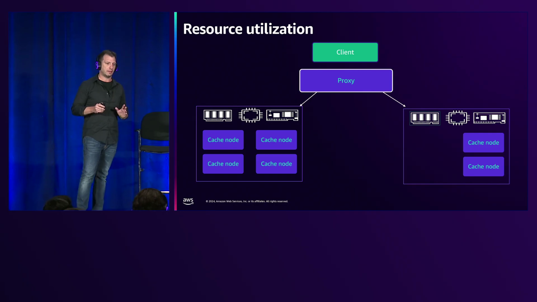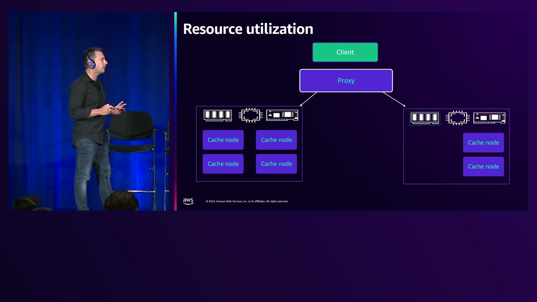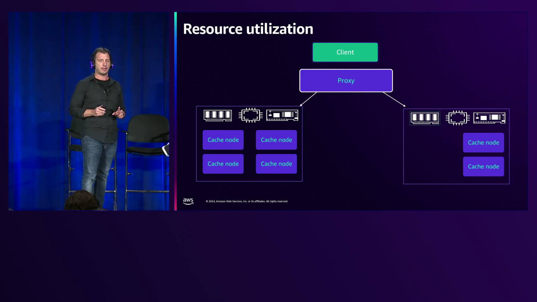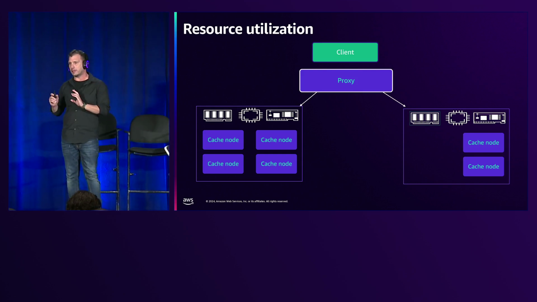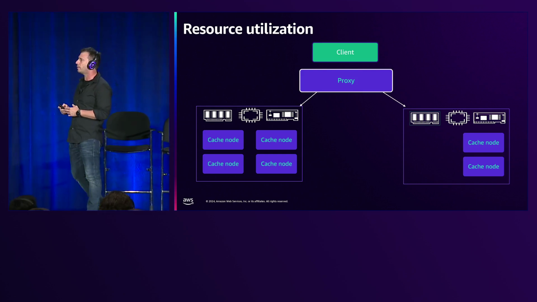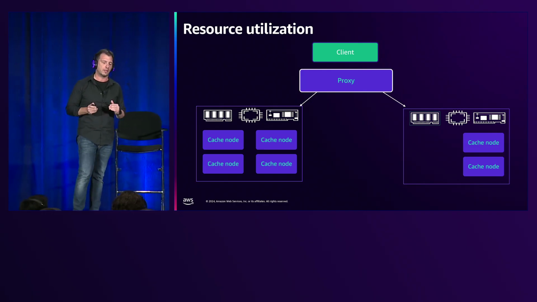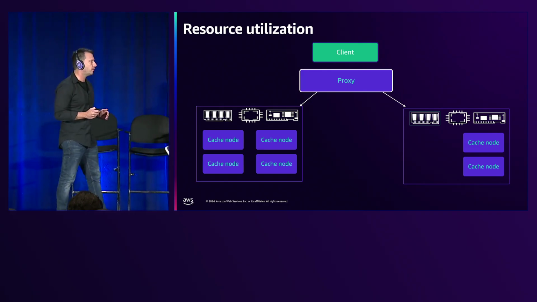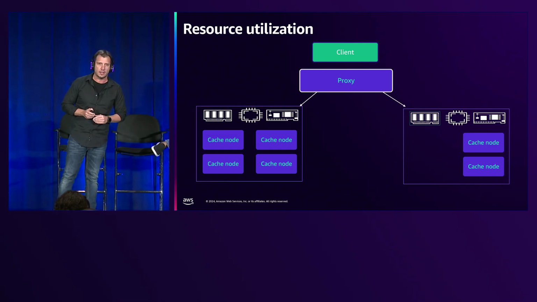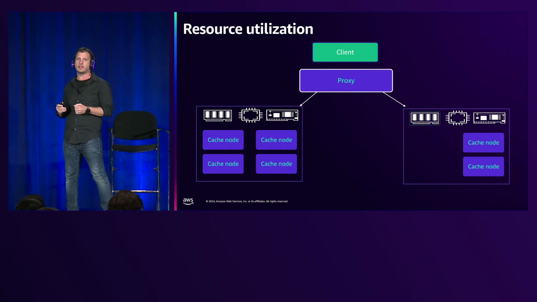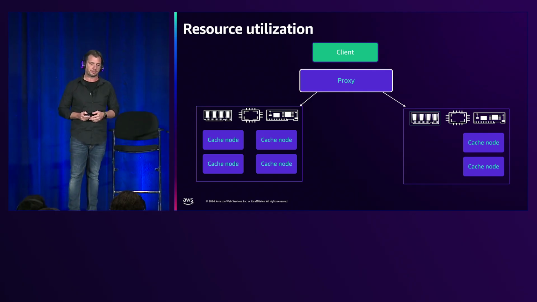So let's zoom in a bit more and see. We have here the client application, we have the proxy, and for this example only two physical hosts that run cache nodes in a shared multi-tenant environment. As you can see, we have a different number of cache nodes on every physical host, and the reason is that every cache node can process a different amount of usage.